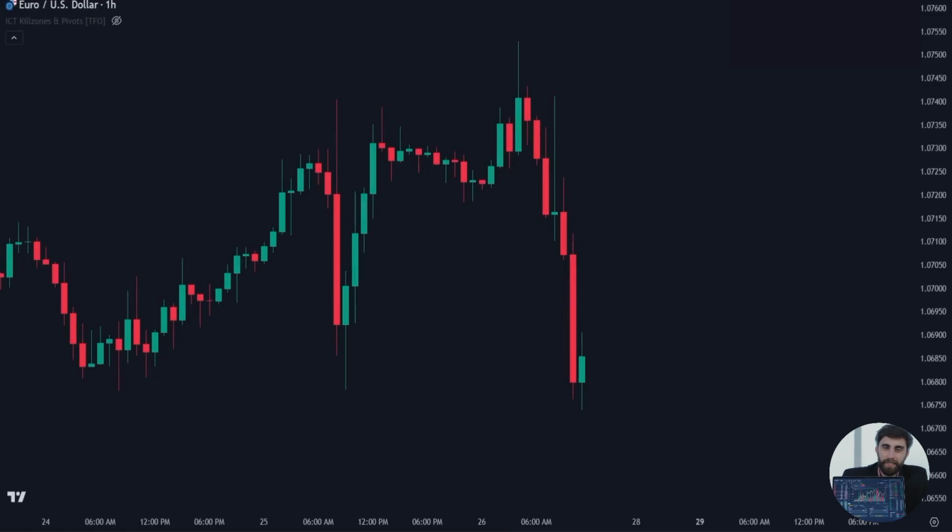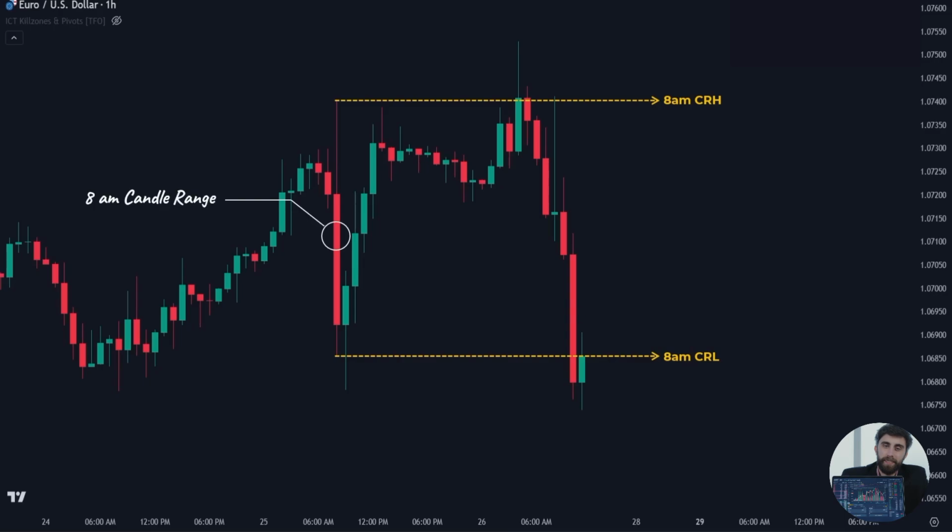Here we have the Euro-Dollar 1-hour timeframe on the screen. As you can see, we have a perfect CRT model based on this 1-hour 9 a.m. candle. We have all three steps of the power of 3: accumulation, manipulation, and distribution. After forming this large candle as CRT's range candle, we can see that the price swept the liquidity accumulated below the first candle with a wick, then closed inside the range, and the price immediately pushed to the high of the candle range.